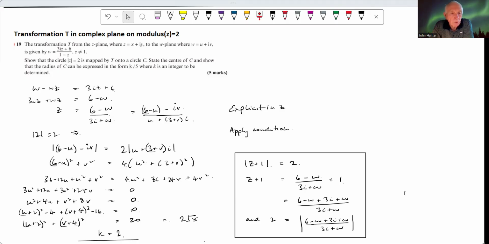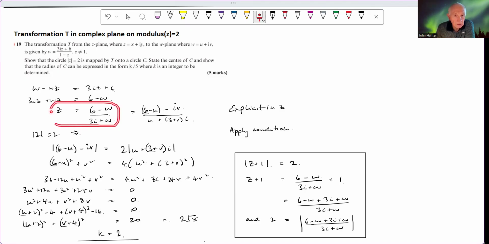Right, okay. So the way to tackle these things is to make our transformation explicit in z. So we're going to change the subject of it to give us this. And then if we apply u and v to this, it's going to give us this expression here. Right, okay. So it's explicit in z now.